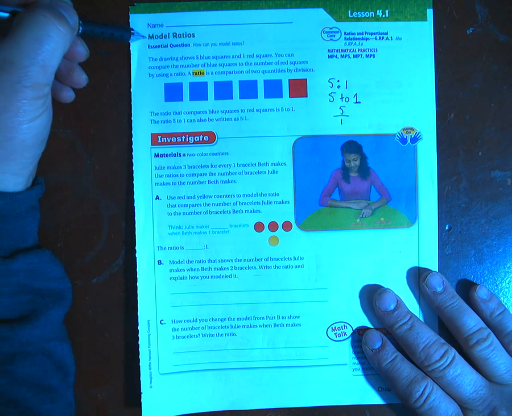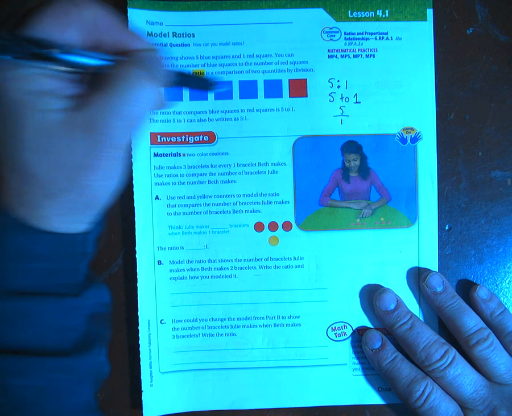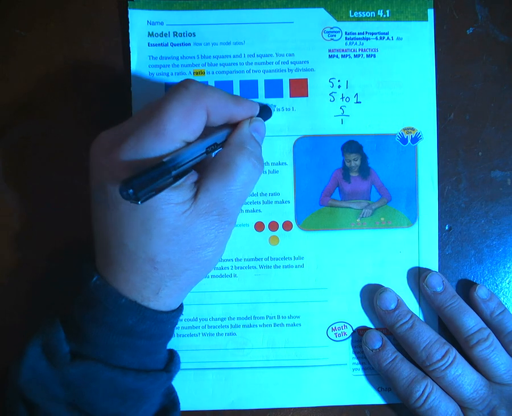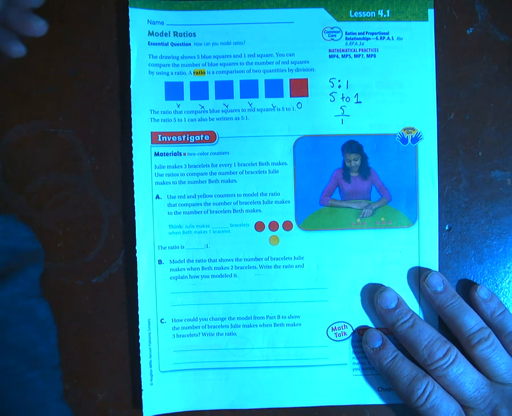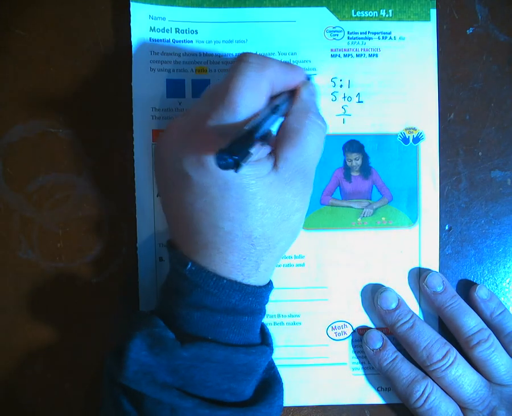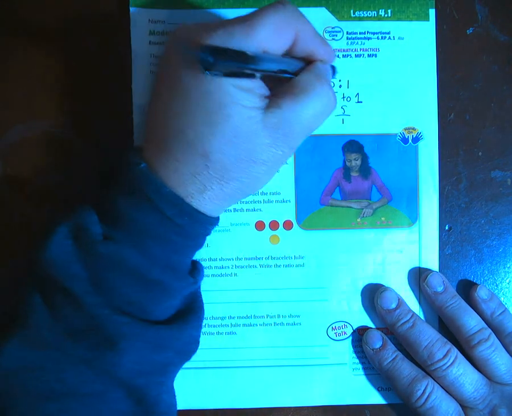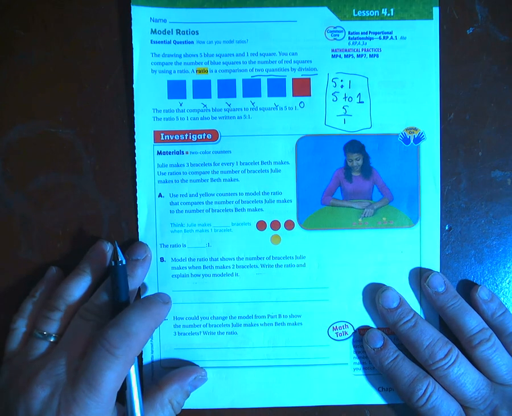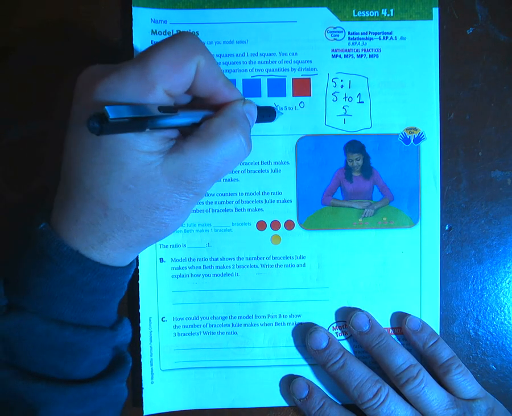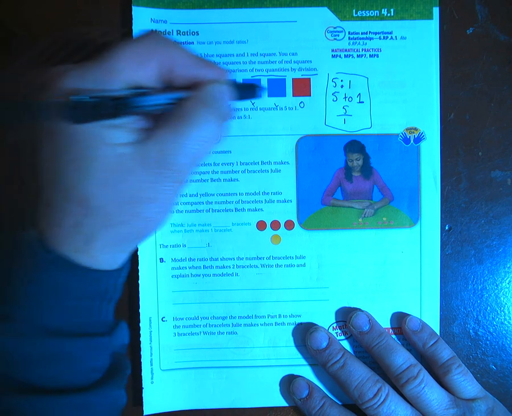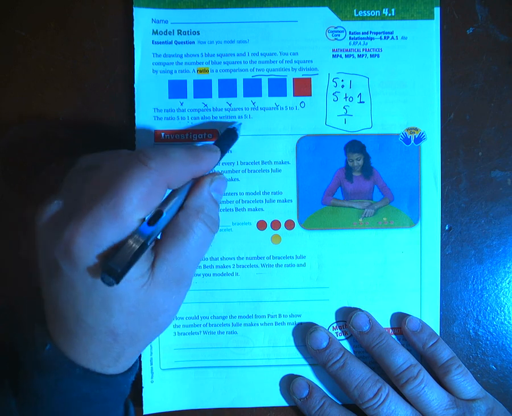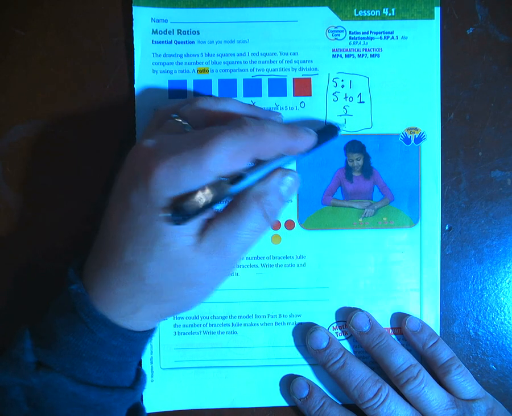This is about modeling ratios. Now, when you use a model, you can use colors, you can use designs, like these could be all X's, and this could be an O, or anything like that. Note here, a ratio is a comparison of two quantities by division. We talked about the three ways you could write a ratio. The ratio compares the blue squares to red squares. So blue to red is 5 to 1.